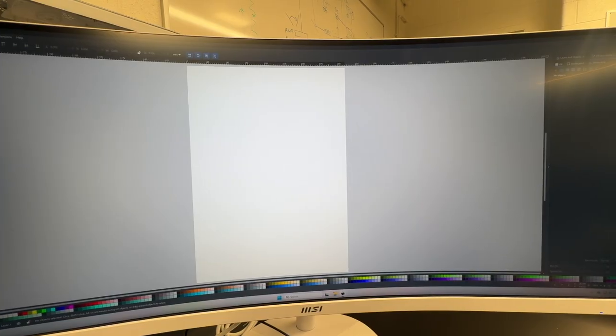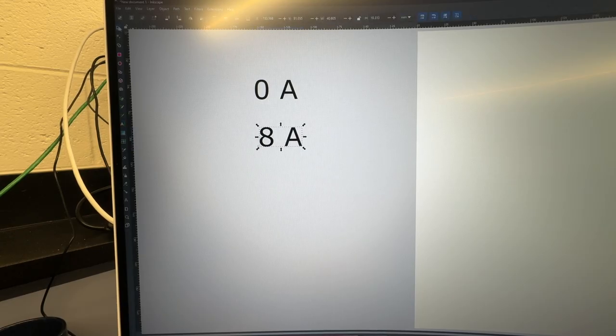So first thing, let's start doing some labeling. I'm gonna head over here to the text tool. Just click somewhere and increase the font of this by a lot. Like, let's make it like 72. Zero amps. Let's make another one. The other thing we were looking at in this particular case is 8 amps. But what you would do is basically make a grid.